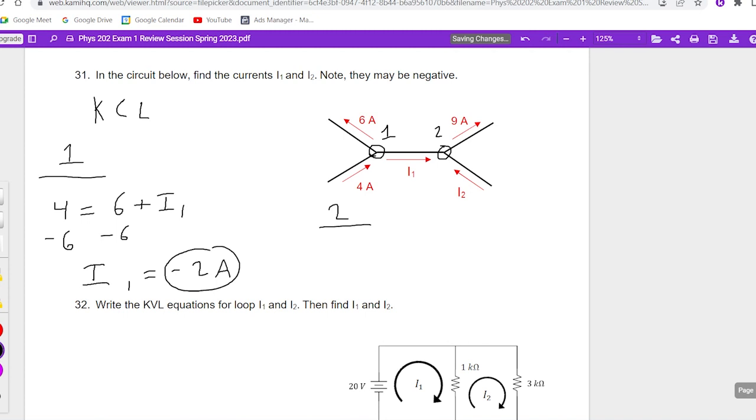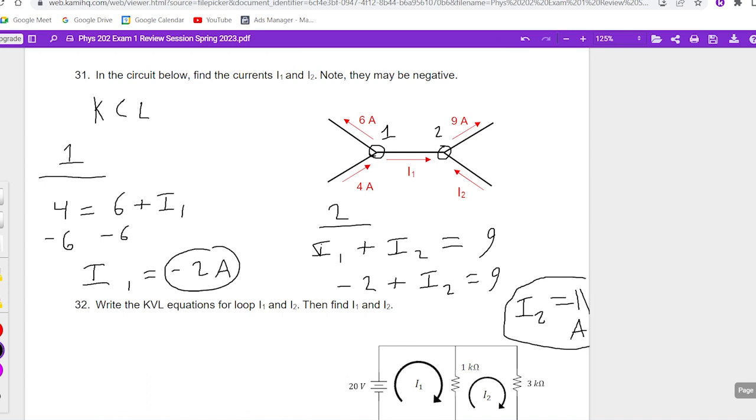Okay, so for number 2, same thing. Current's pointing in. This time I1 is pointing in, and I2 is pointing in. So both of those are positive, and then equals the currents pointing out. The only current pointing out is the 9 amp. So equals positive 9. Now I1 was negative 2, plus I2 equals 9. And then if I just add 2 to both sides, I get my final current. I2 is just going to be 11 amps. And there we go. There's our answer. Not too bad. Any questions on number 31?